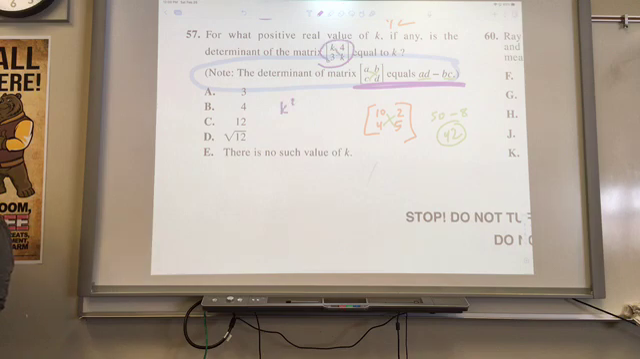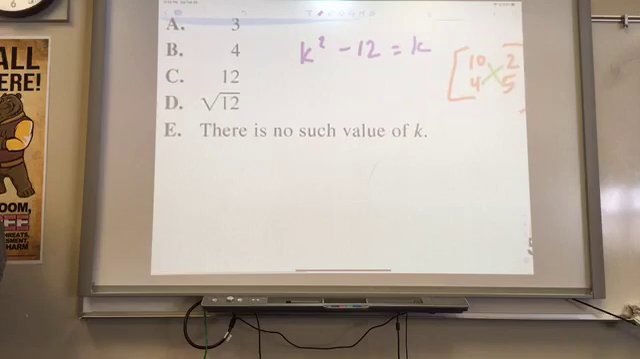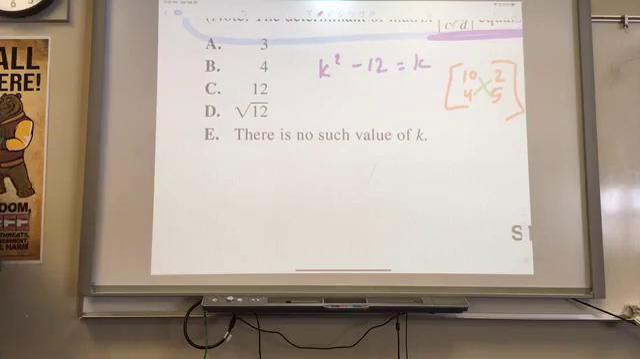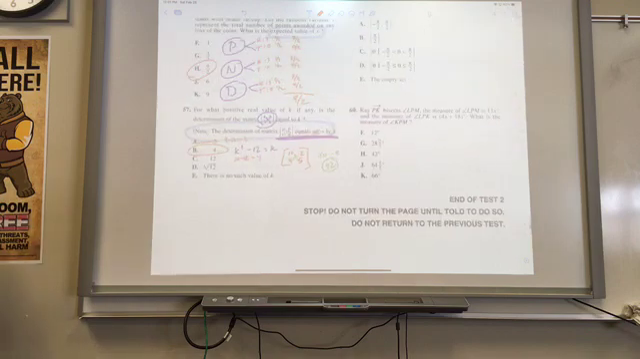K times K, K squared, minus 12 equals K. Now this is technically a quadratic. Bring it over, set it equal to 0, solve. But guys, we just plug these in and see which one works. If I plug in 3, is it going to work? 3 squared is 9 minus 12. Does that equal 3? No. Okay, what about if I plug in 4? 16 minus 12. Does that equal 4? Heck yes. And I'm moving on. We're good. So again, do you need to know what a determinant is? No. Do you need to know what a matrix is? No. You just need to be able to follow a pattern.